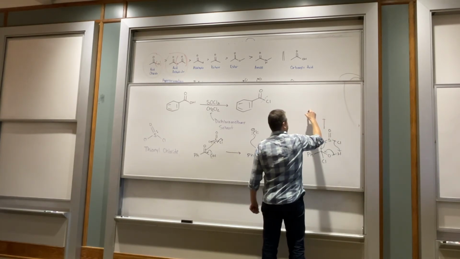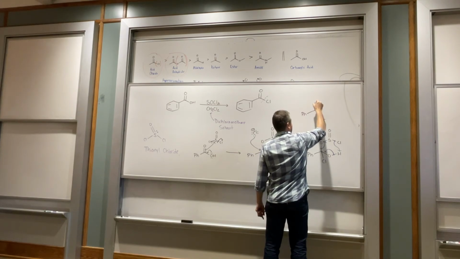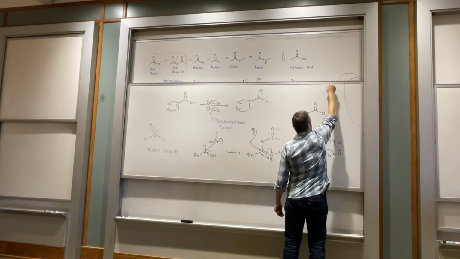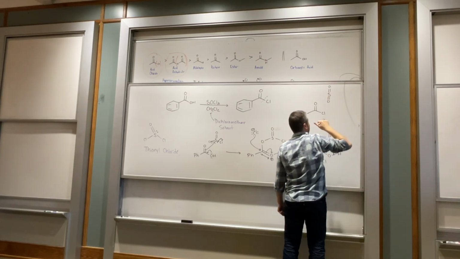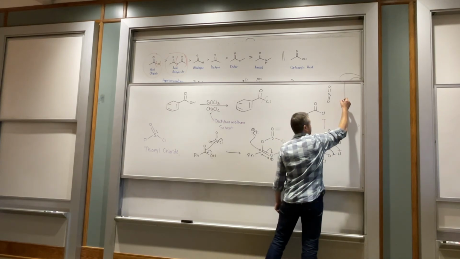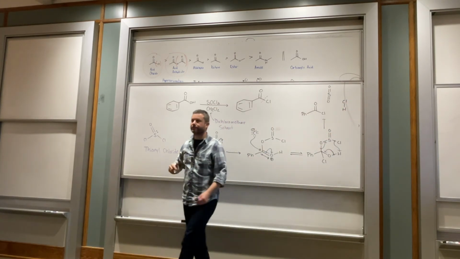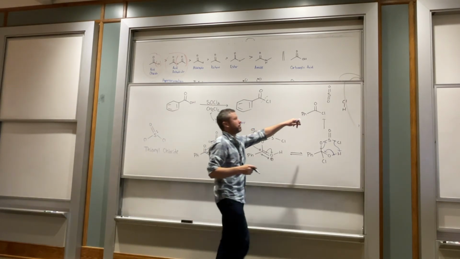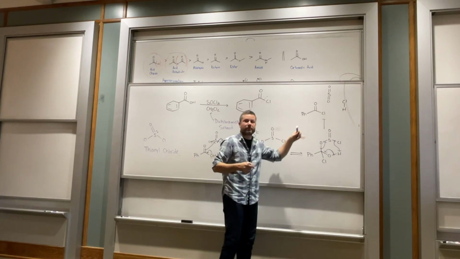the 3 products that we have are going to be the acid chloride, SO2 gas, and then hydrogen chloride. Okay, both SO2 and hydrogen chloride are gases and can leave the reaction, so we're basically just left with the acid chloride.